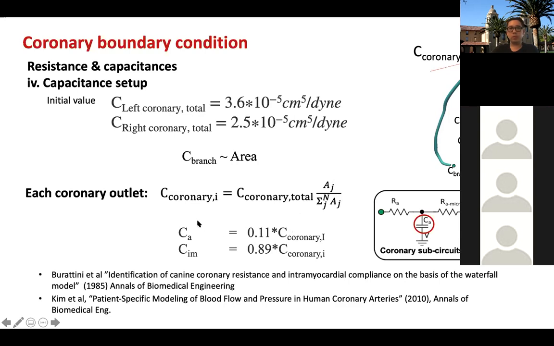And then basically you can assign each circuit element each capacitance value by multiplying these two factors, and also these two factors are based on some animal study.